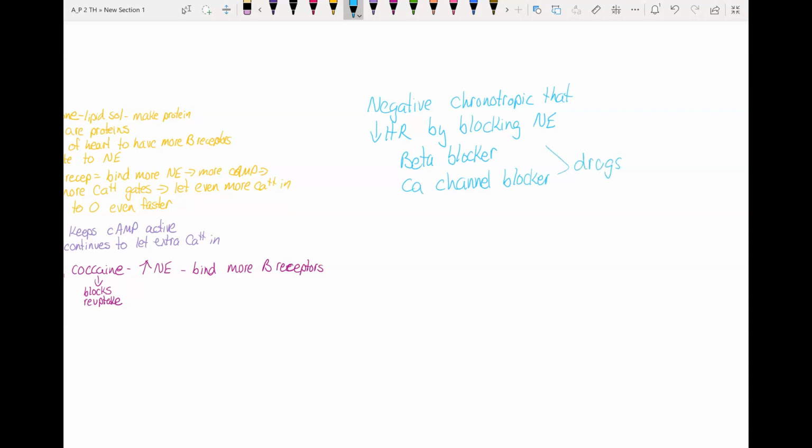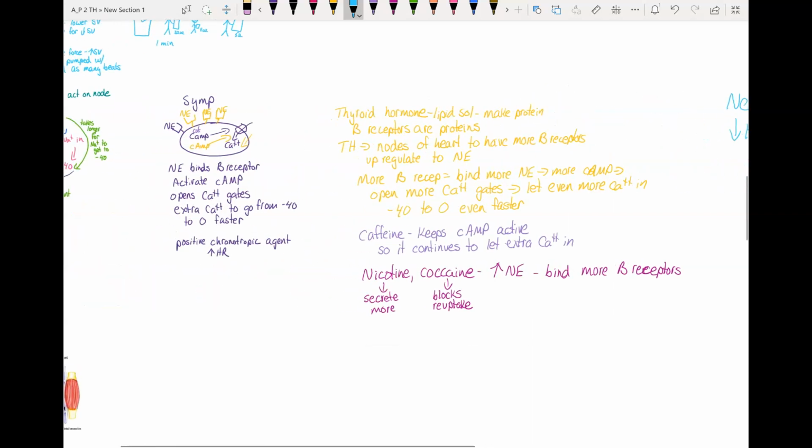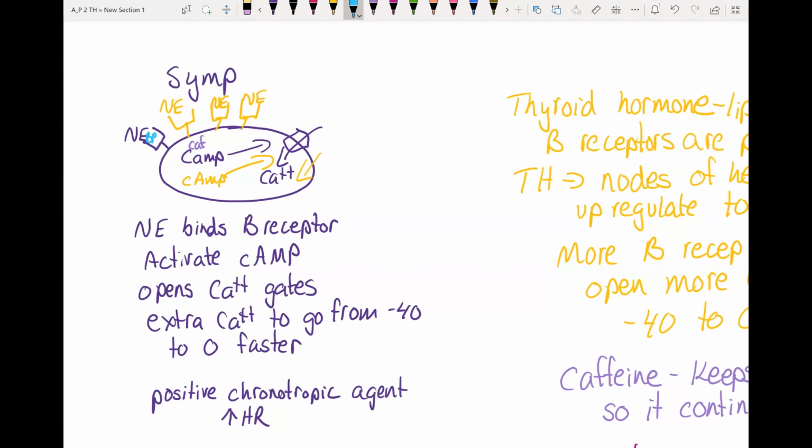So these are medications that people take usually to treat high blood pressure. The beta blocker drugs are going to come in and prevent the norepinephrine from binding to the beta receptor. Then none of this stuff happens. No C-amp, no calcium gates getting open, no extra calcium coming in. The calcium channel blocker drugs act over here. You can still have norepinephrine bind, you can still have C-amp, but they're going to come here and block this so that calcium can't get in.